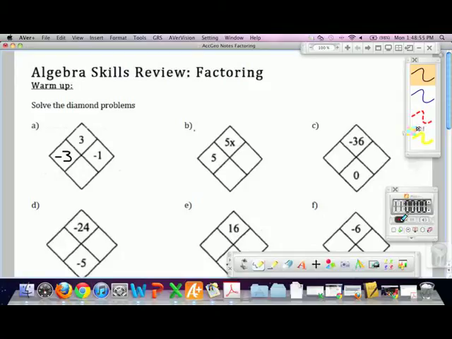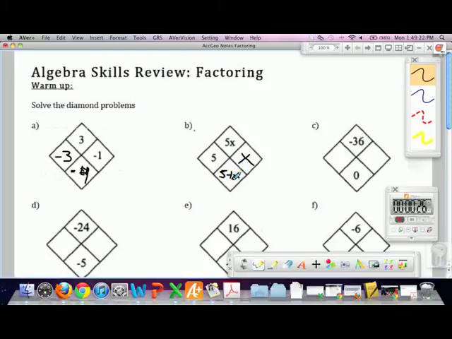Add them together, I get -4. Come on, computer. -4. I need to multiply 5 and something to get 5x. Better be an x. Then when I add 5 and x together, well, these are not like terms, so I just get 5 plus x.